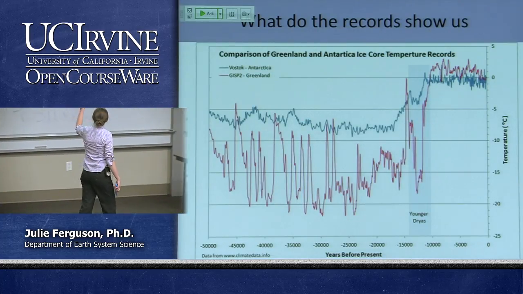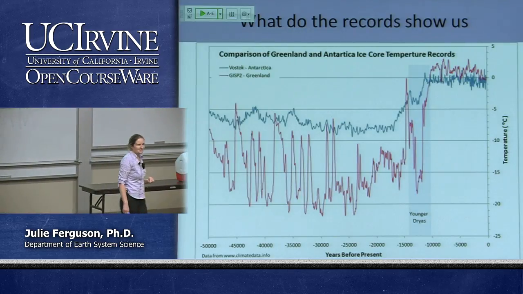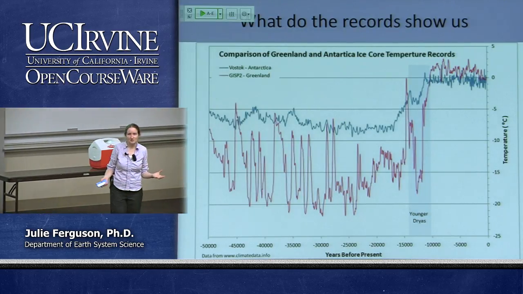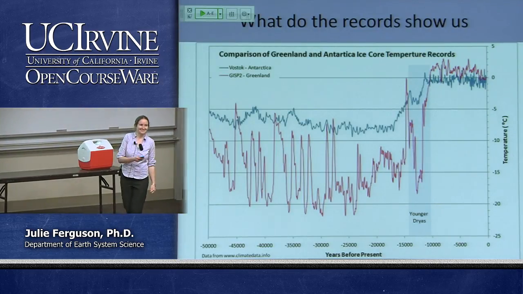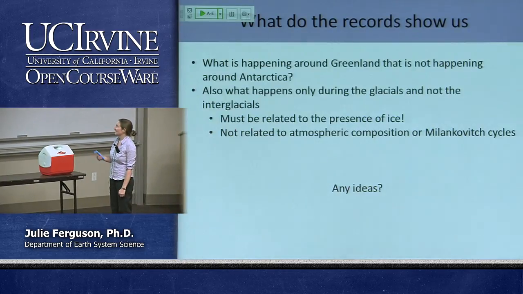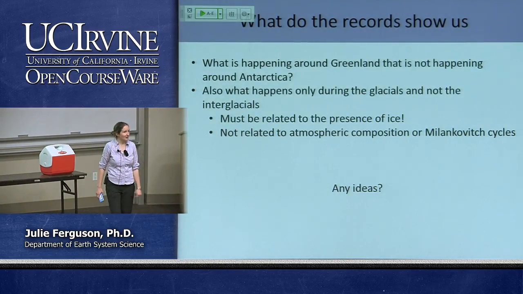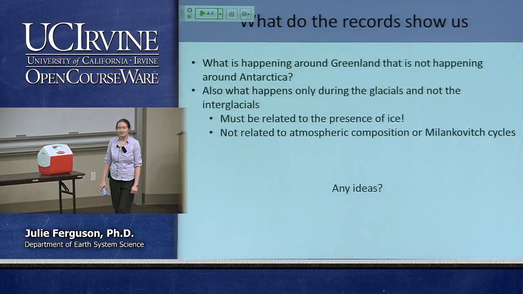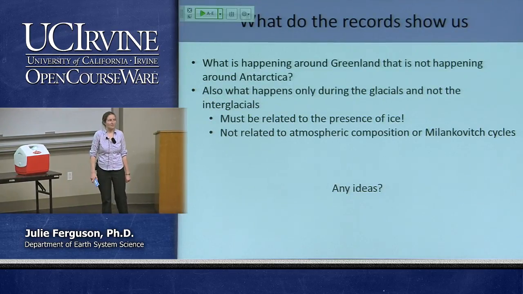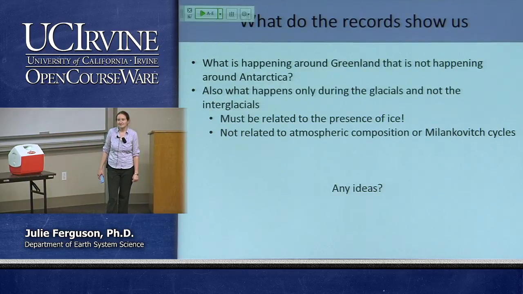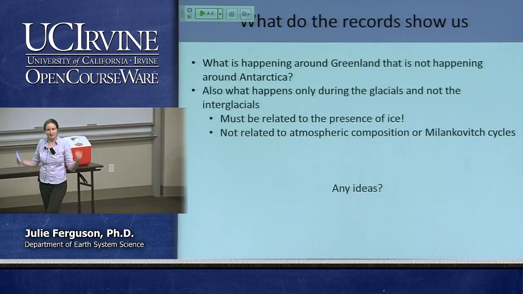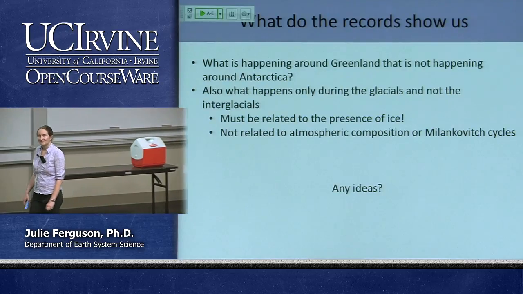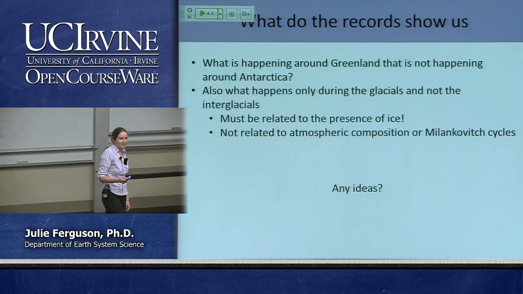You can also see that those really big swings in temperature don't seem to happen in the last 10,000 years or so when it's warmer. Right? Does anyone know where I'm going with this? Not quite yet? Okay. So something is happening around Greenland that isn't happening around Antarctica. It also only happens when we have lots and lots of ice around Greenland. Okay? And it's not related to CO2, but CO2 is changing in both places at the same time. Does anyone know what we might be talking about?